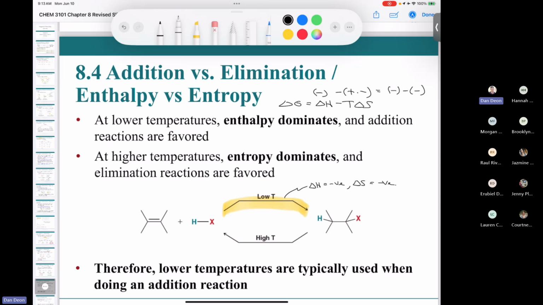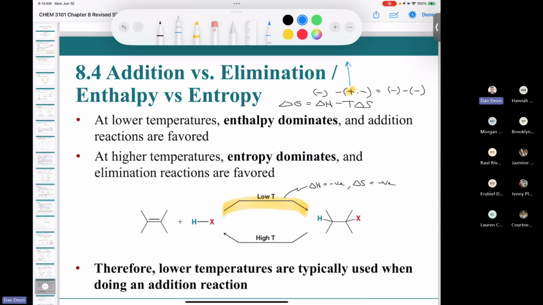So when is the forward reaction going to predominate? It's all based off of temperature. If the positive number is really low, that means the enthalpy term is going to dominate and the reaction is going to be spontaneous. So addition reactions are going to be favored at low temperature. If you jack the temperature up super high, the entropy term is going to dominate and delta G is going to be positive, and that means elimination is going to be favored at high temperature.